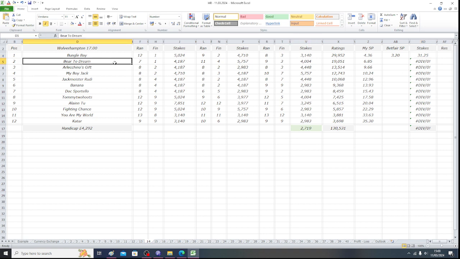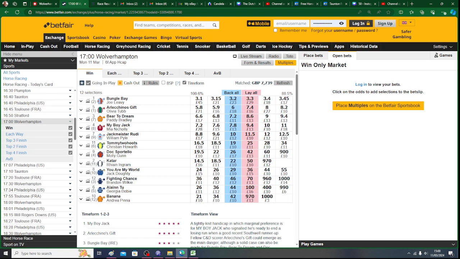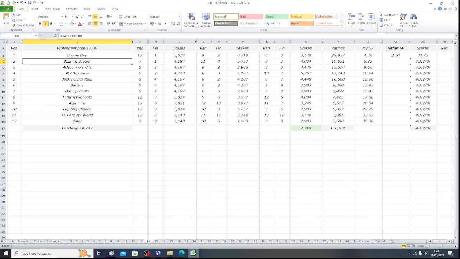So Bear to Dream will be the second selection, and that at the moment is trading just at 7.4 there. So 7.4. And the stakes will be £13.51. So with those two horses, we've laid 44.76. And we've only got £5.24 left to stake.